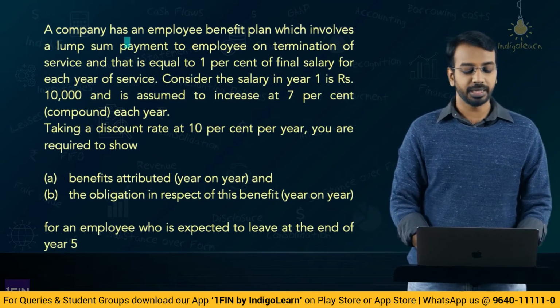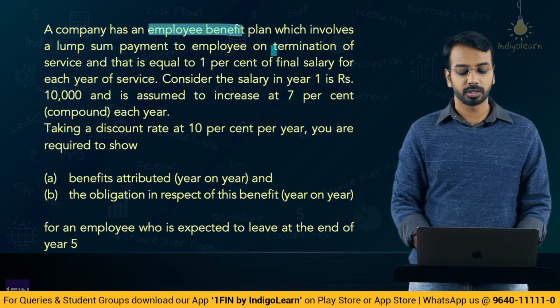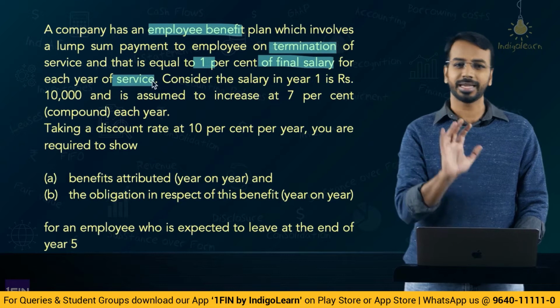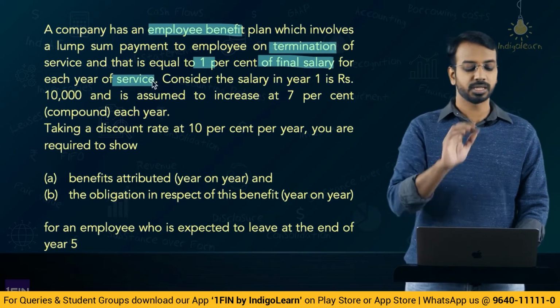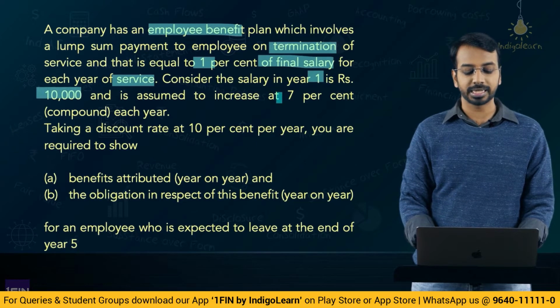So a company has an employee benefit plan which involves a lump sum payment to employee on termination of service that is equal to 1% of final salary for each year of service. So something like gratuity. Okay, there we said 15 days, here we are saying 1% of salary. Consider the salary in year 1 is rupees 10,000 and is assumed to increase at 7% compounded each year.